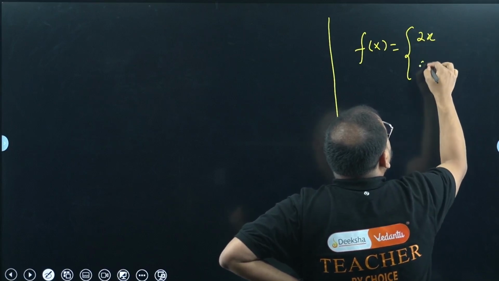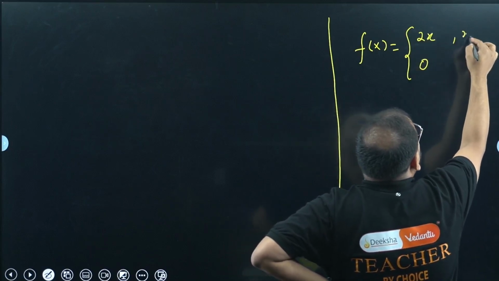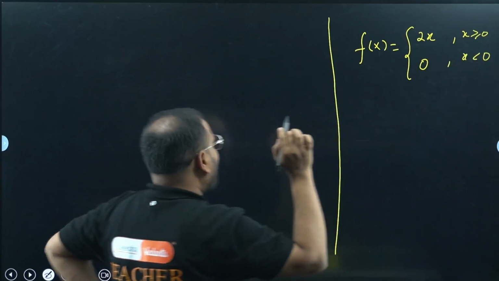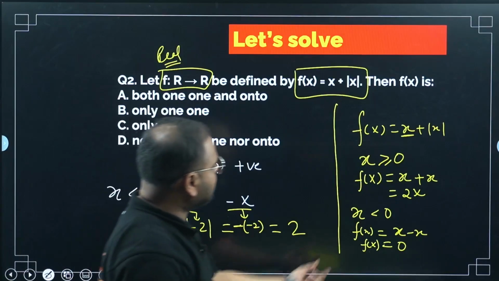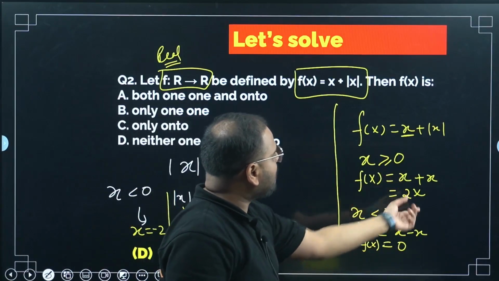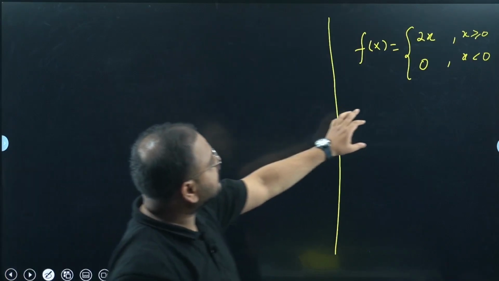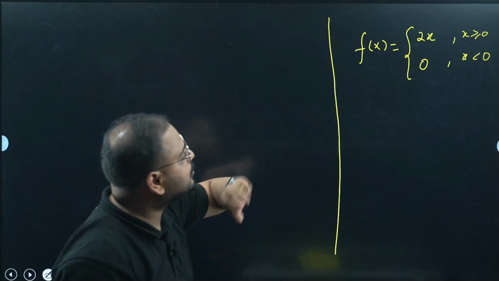This was 2x and this was 0. When was this? When x was greater than or equal to 0. And when was this? When x was less than or equal to 0. Correct? Less than or equal to 0, it's 0. Greater than or equal to 0, 2x. Chaliye. So when less than 0, it's 0. Greater than or equal to 0 is 2x.